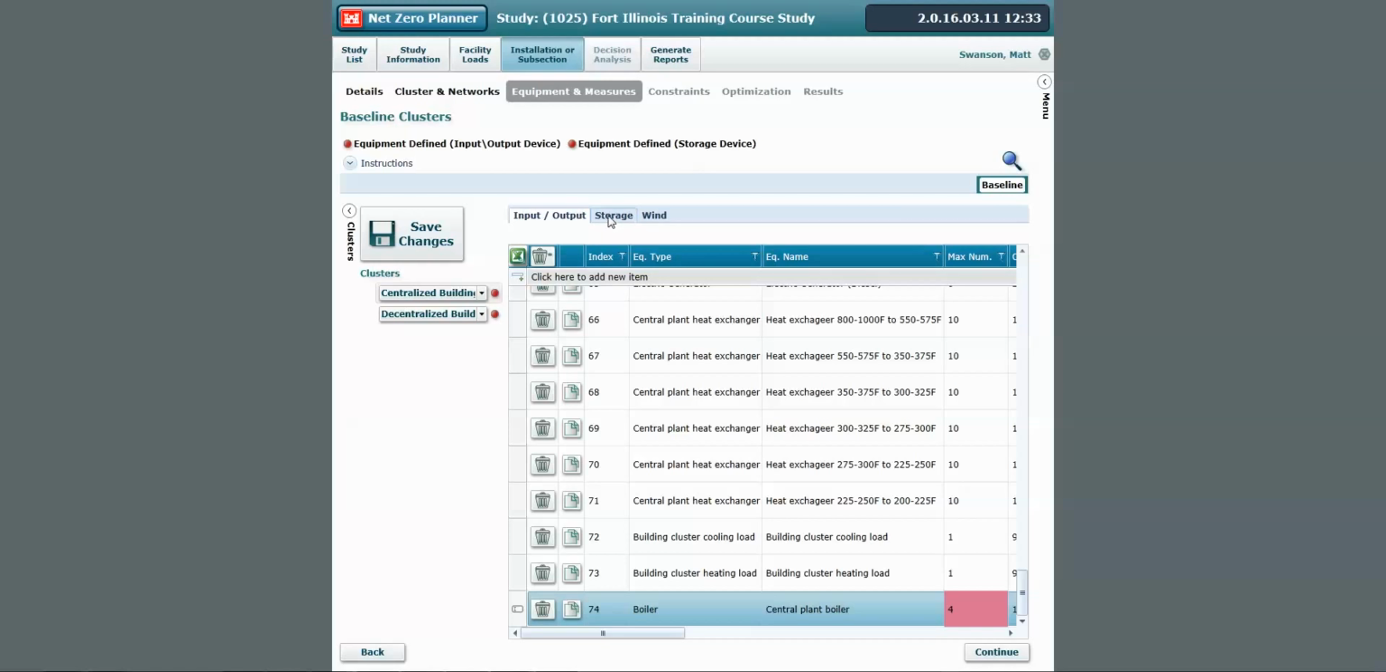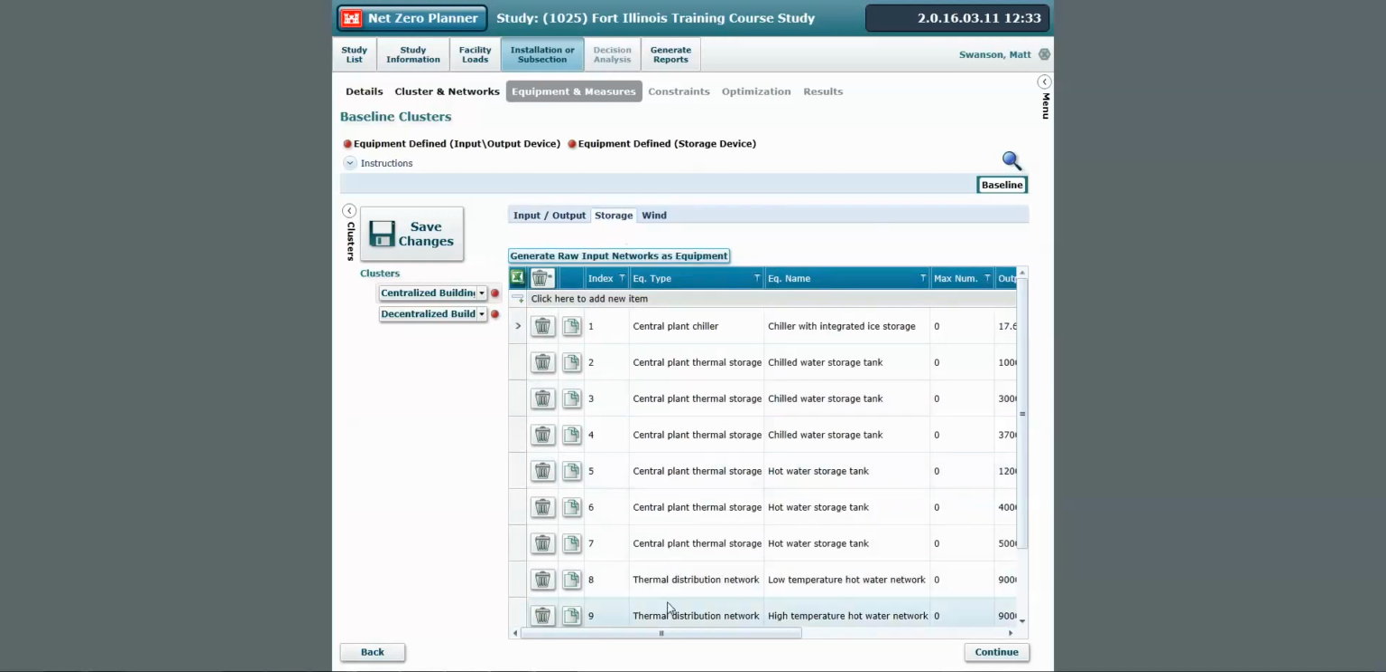Here we do have storage, or I should say our network acts very much like storage. It's a large pipeline filled with a lot of water. There's a lot of heat capacity in that water, so it works well to model a network as storage. So let's go ahead over there. I'm going to click on that tab and look at the technologies in this list.